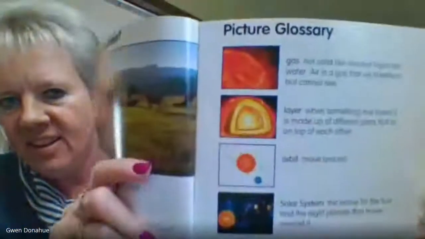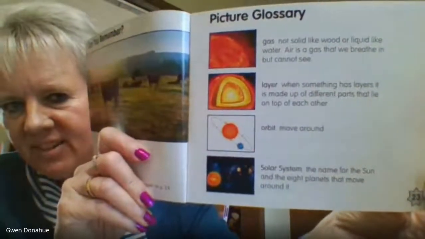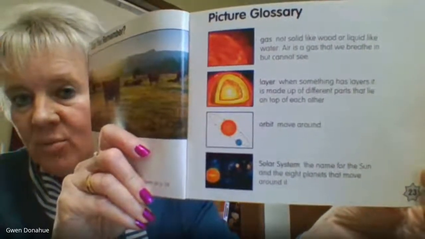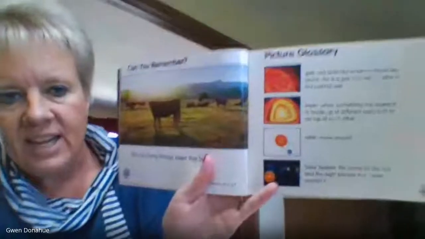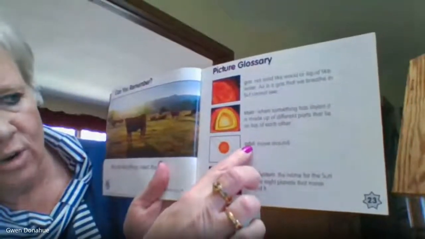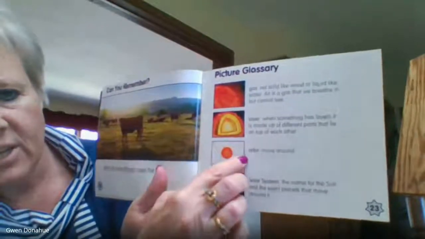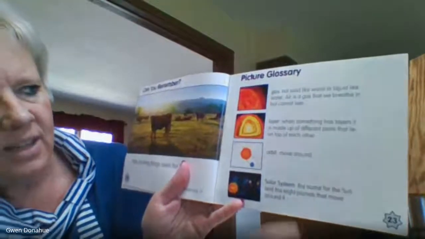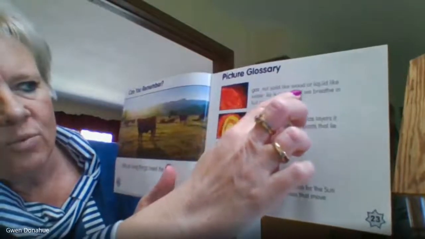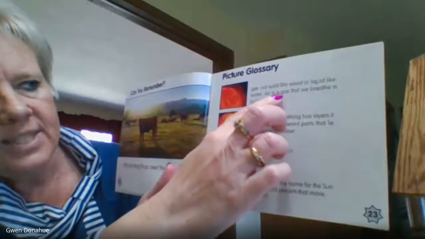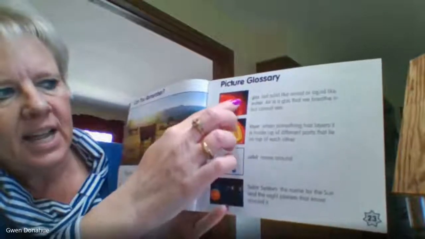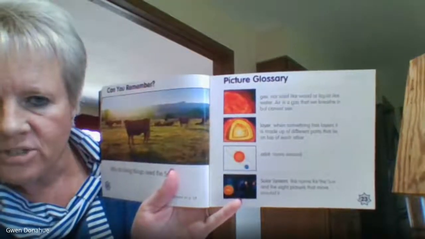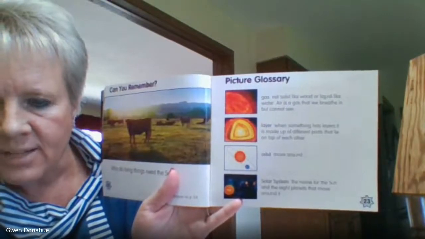Now, I want you to look at the one in the sun book. How is that one different? That's right. It has the words on there. It has what they mean, but it also gives us pictures. So if I needed to know that word orbit again, orbit means to move around, but it shows me a picture of what orbit means. Gas, not a solid like wood or a liquid like water. Air is a gas that we can breathe in, but we can't see. So the sun is made of gas. And there's a picture that shows us what a gas might possibly look like.